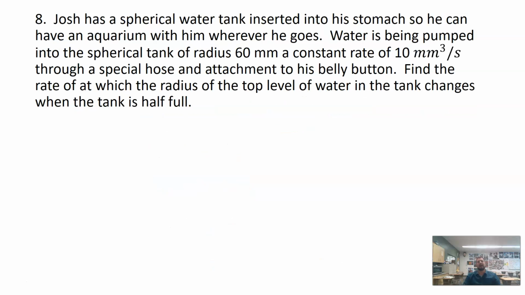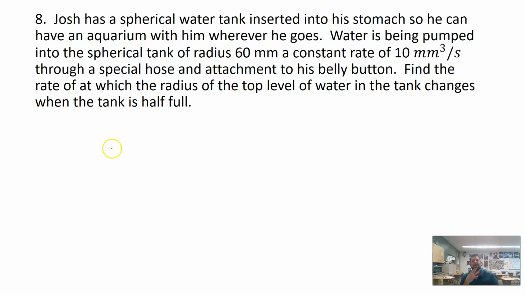Number 8, Josh has a spherical water tank inserted into his stomach so he can have an aquarium with him wherever he goes. Water's being pumped into the spherical tank of radius 60 millimeters at a constant rate of 10 cubic millimeters per second through a special hose and attachment to his belly button.